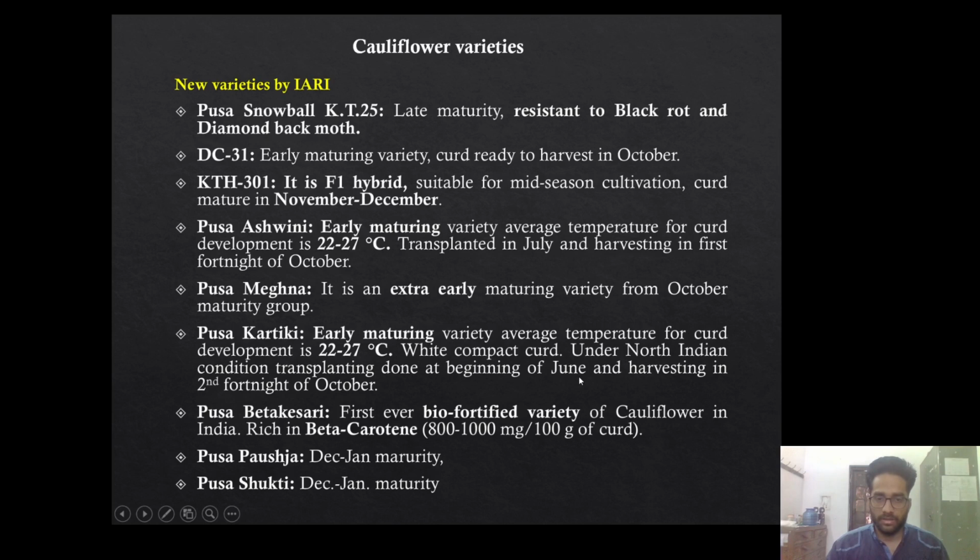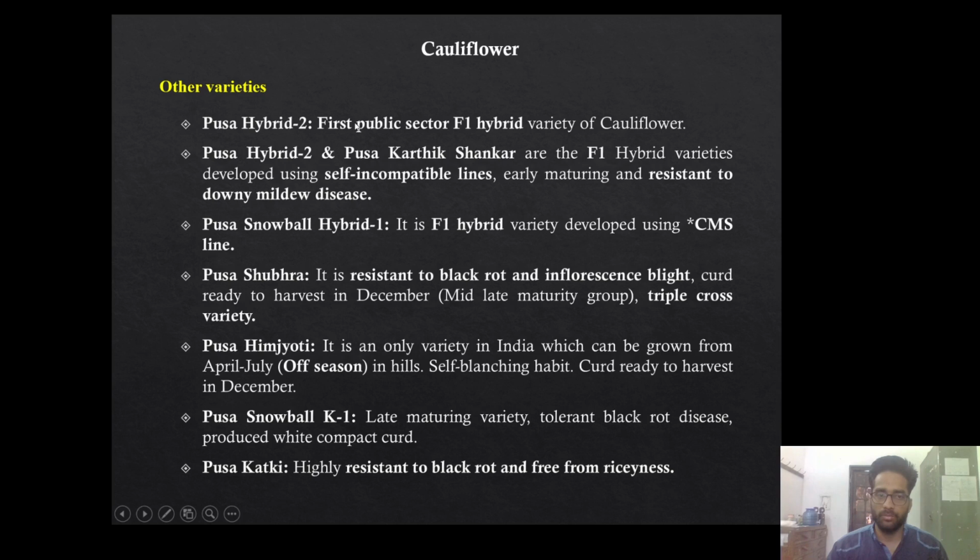Pusa Beta Kesari is the first ever biofortified variety of cauliflower in India. It is rich in beta carotene. Pusa Paushja and Pusa Shukti are also new varieties. Other varieties: Pusa Hybrid 2 is the first public sector F1 hybrid of cauliflower. Pusa Hybrid 2 and Pusa Kartik Shankar are F1 hybrids developed by using a self-incompatible line. These are resistant to downy mildew disease.